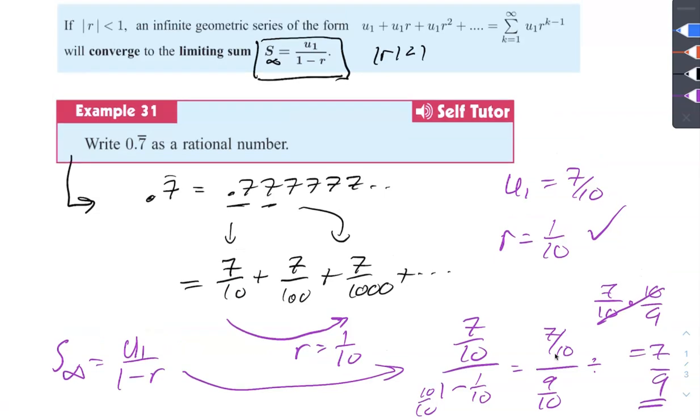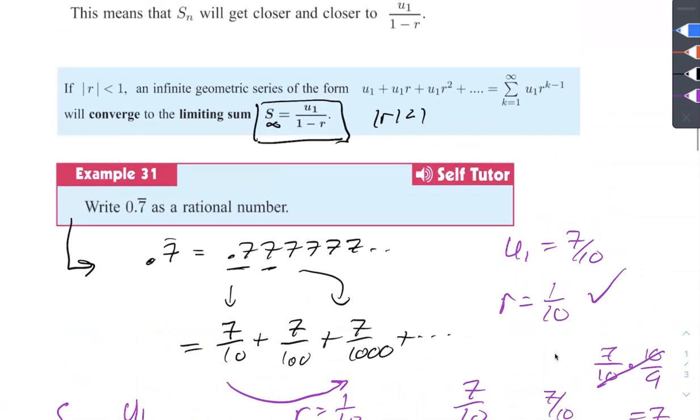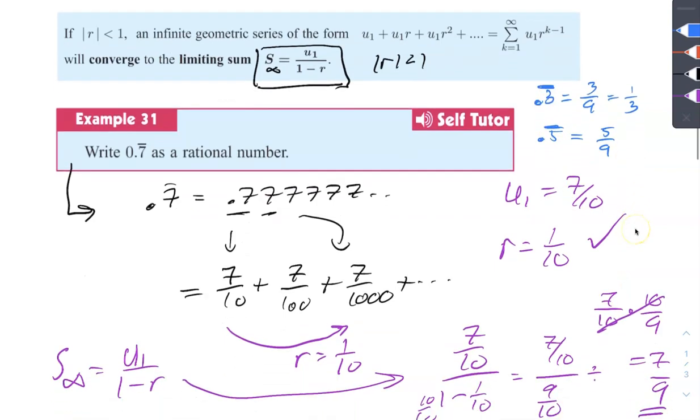By the way, if you want a little bonus math content, that's how repeating numbers work. If I gave you 0.3 repeating, that's the same thing as 3 over 9, which is 1/3. 0.5 repeating would be 5 over 9. Right? That's how the repeating numbers work on the tenths place. You just put it over 9.